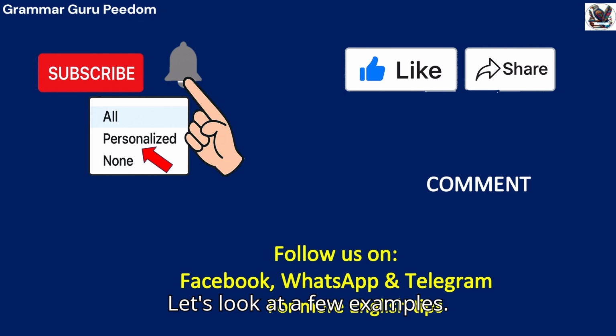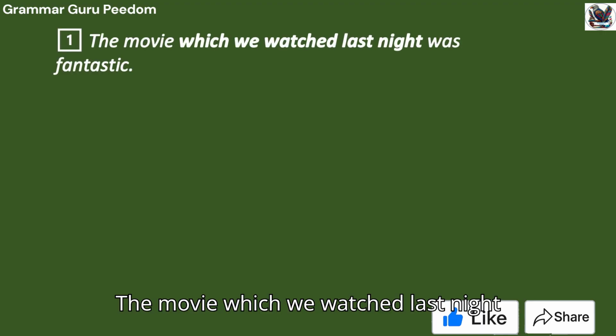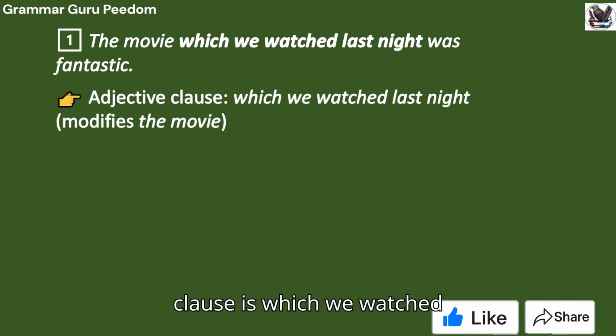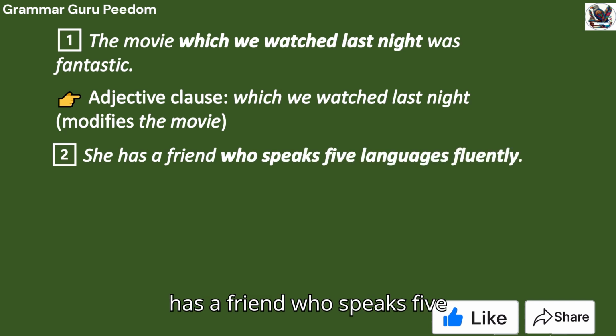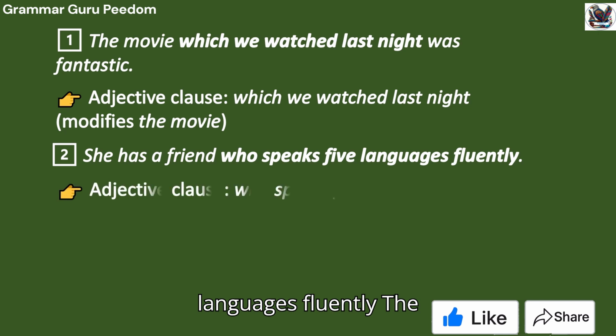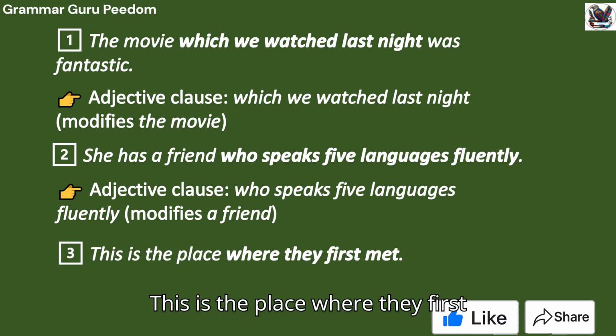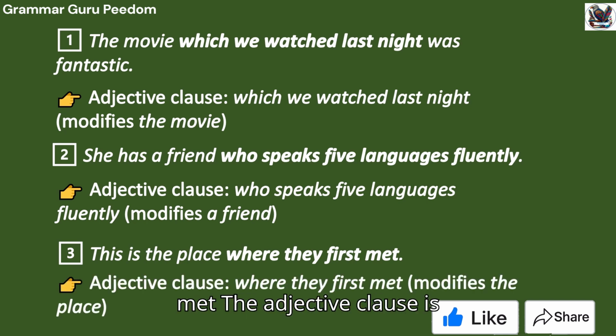Let's look at a few examples. The movie which we watched last night was fantastic. The adjective clause is which we watched last night, and it modifies the noun the movie. She has a friend who speaks 5 languages fluently. The adjective clause is who speaks 5 languages fluently, and it modifies the noun a friend. This is the place where they first met. The adjective clause is where they first met, and it modifies the noun the place.